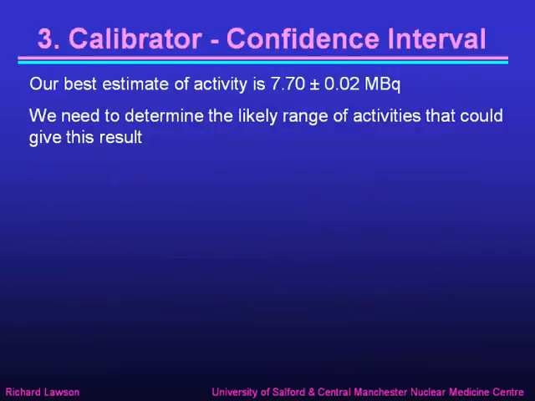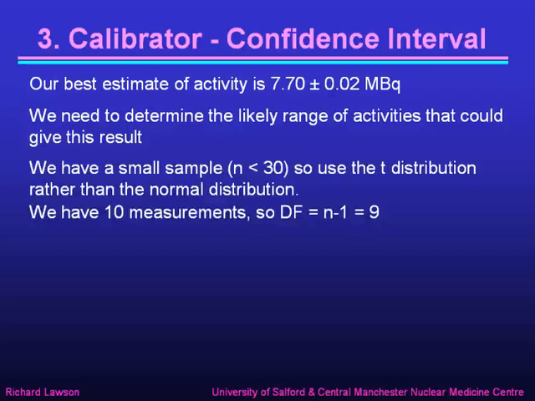We are now asked about the confidence interval. Well, our best estimate of activity we've just said is 7.70 plus or minus 0.02, and what we want to do is determine the likely range of activities that could give a result like that. We've got a small sample, 10 measurements, generally anything less than 30 we consider to be a small sample, so we use the t-distribution rather than the normal distribution. For that we need to know the number of degrees of freedom, and the degrees of freedom is the number of measurements n minus 1, which is 9 degrees of freedom in this case.